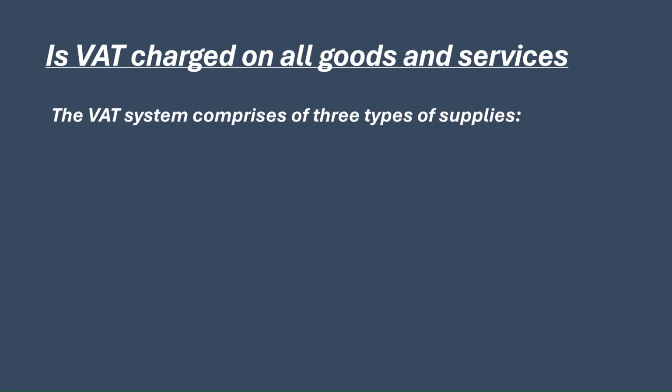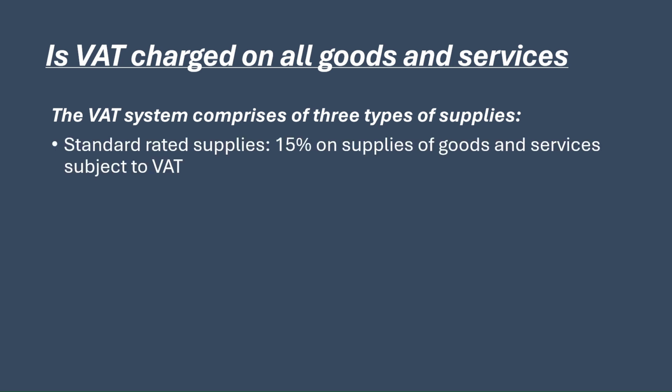Then a very good question that a lot of people may ask themselves is, is VAT charged on all goods and services, right? No. The VAT system comprises three types of supplies, right? The first one is our standard rated supplies. Our standard rated supplies are 15% on supplies of goods and services subject to VAT. So they are items that we need to include VAT in their values or amounts when we are dealing with them, right?